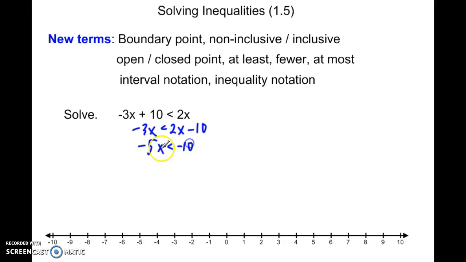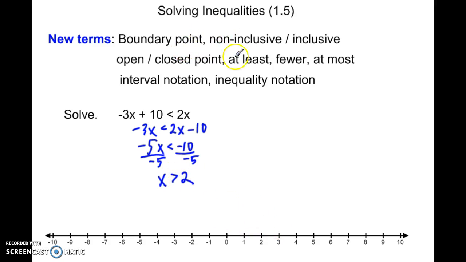And you may remember this rule. When you divide by a negative, so not subtracting, but dividing by a negative with an inequality, the sign is going to flip directions. So this will now be x greater than 2. So my graph here, I'm going to put an open circle at 2.